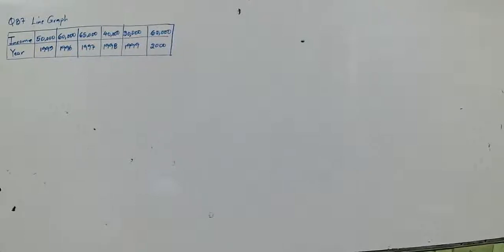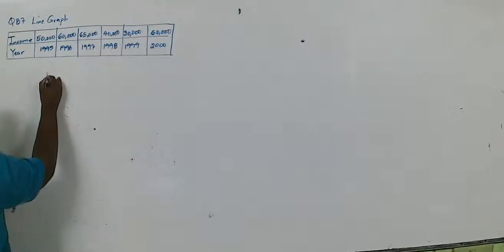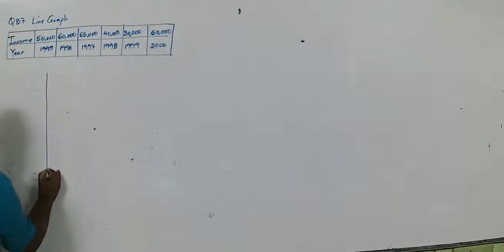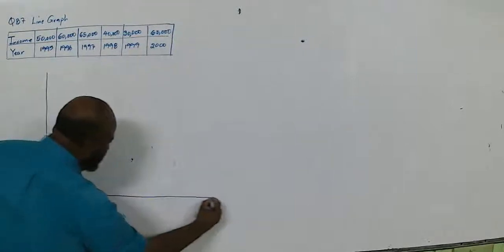So our scale is what? 2 centimeters to 1 year on the horizontal axis, and 1 centimeter to $10,000 on the vertical axis. This is how I would start. I'm going to draw it over here. This is my vertical axis, and this is my horizontal axis.